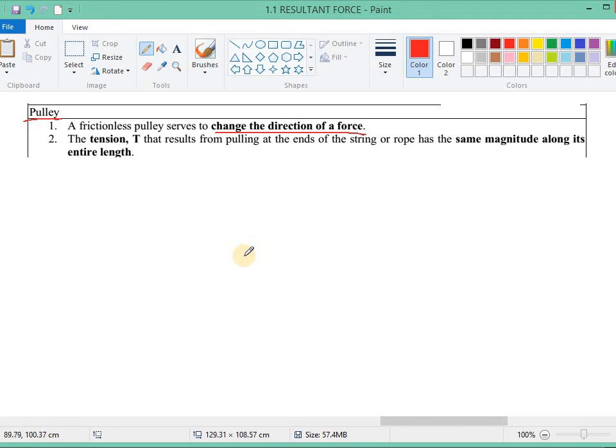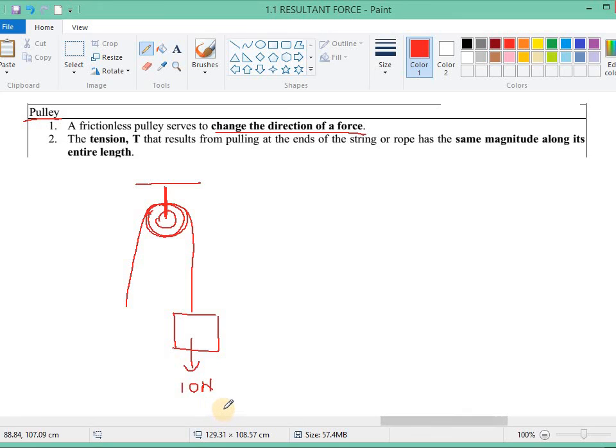along its entire length. So that means like this, okay? You see, the pulley is basically like a wheel. Okay, a wheel. This is what we call a pulley. So we put the rope here, pass through the pulley, and there is an object here. Let's say this object has the weight of 10 Newton.